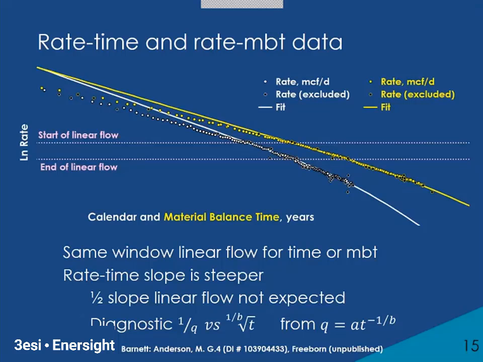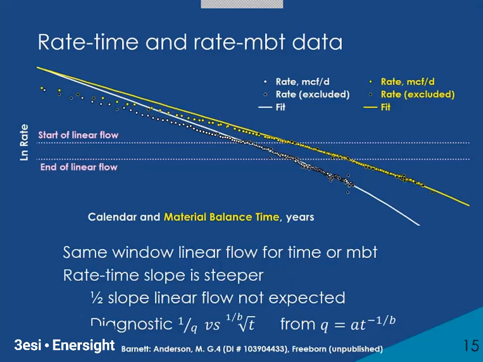And so that's one piece of information that comes out of this. Also look at where the end of linear flow is on this plot. And look, if you were looking at this data and looking for a deviation to find out where the end of linear flow is, it would be very, very difficult to see.